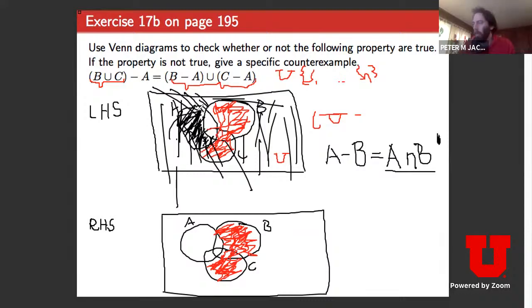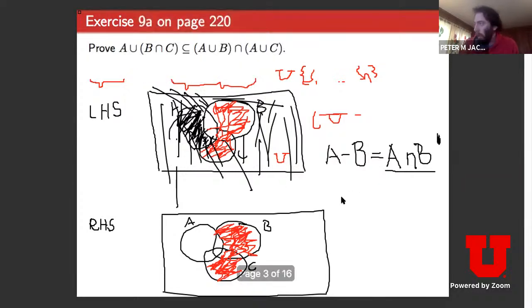All right, so let's do the next one. Oh, there's the chat. Okay, I see it. Let me just put it up there. All right. The next problem is this one, where we prove that A union B intersection C is a subset of A union B intersection A union C. So take a moment and think about that, and then we'll work it out.